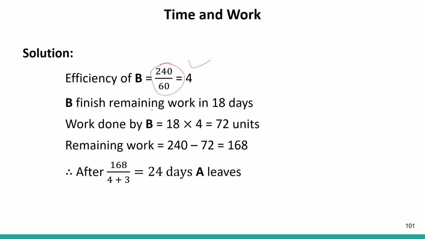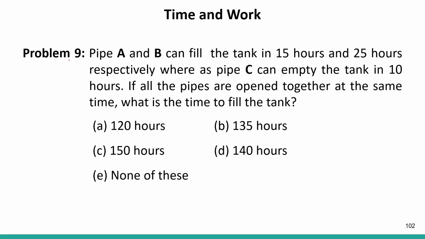So B finished the remaining work in 18 days. So work done by B is equal to 18 into 4 is equal to 72 units, right? So remaining work is equal to 240 minus 72 is equal to 168 units. So after 168 by 4 plus 3, so 28 days A leaves. Okay. Let's go forward with problem number 9.